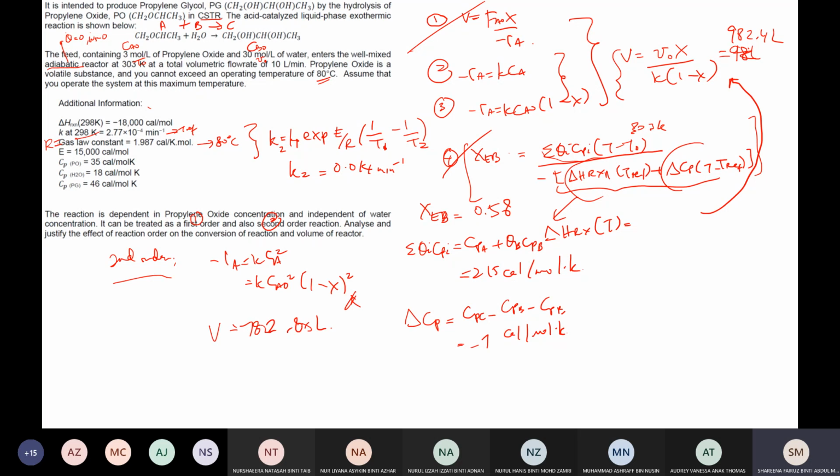So you will get the volume of around 782.85 liters. So you compare between these two, which has the lower volume for the same conversion. Okay, does everyone get it? Okay, so I proceed to the next one.